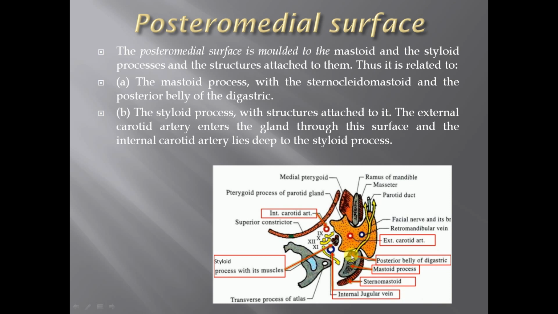And the styloid process, and this is the styloid process. The structures attached to it: the external carotid artery enters the gland through this surface, and the internal carotid artery lies deep to the styloid process.